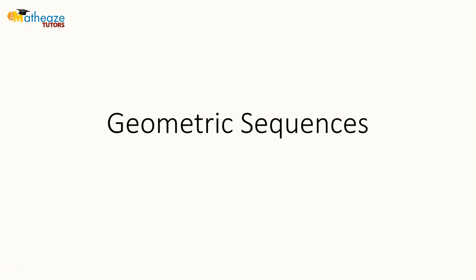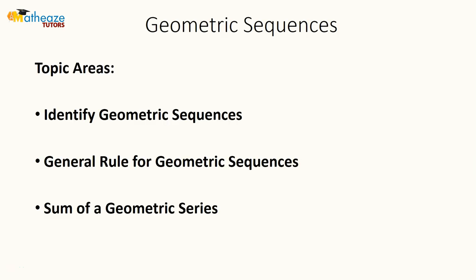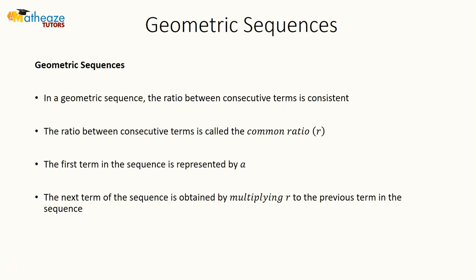Let's look at geometric sequences. We're going to identify geometric sequences and look at a general rule for geometric sequences and then the sum of a geometric sequence. So in a geometric sequence, the ratio between consecutive terms is consistent, and this ratio is called a common ratio.